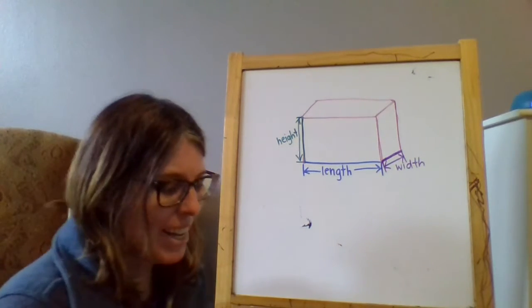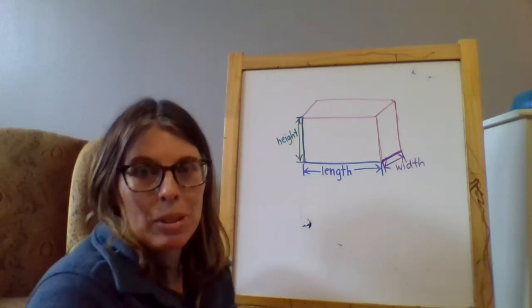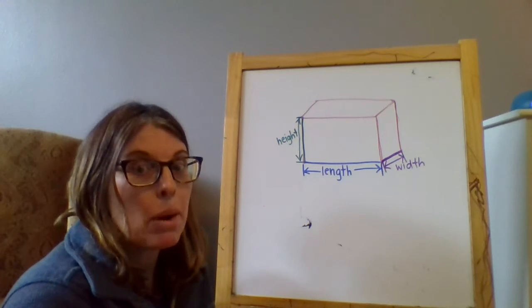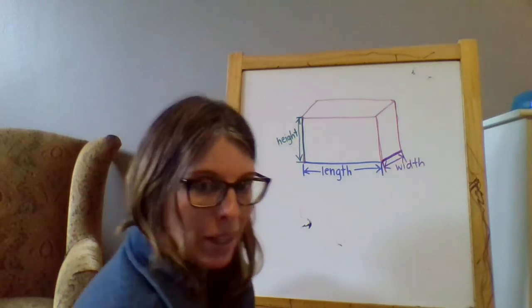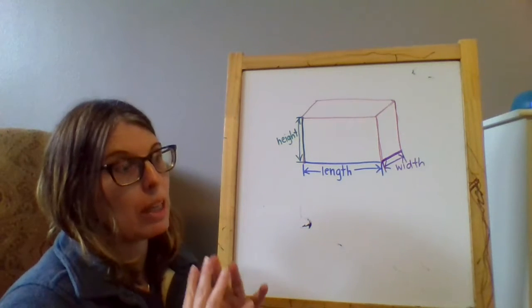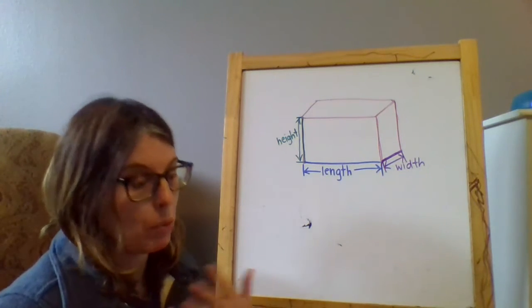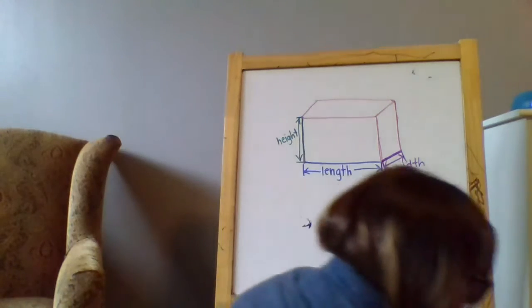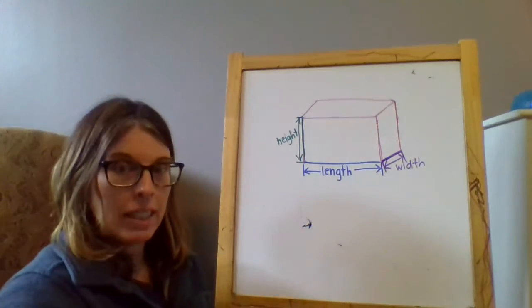Good morning. For math today, we'll be doing some measuring, but I want you to look specifically at different parts of the objects you're measuring. So we'll be looking at boxes or cubes or rectangular prisms is what you would call them today. But you can think of them as boxes. Now, these boxes have different sides to them.